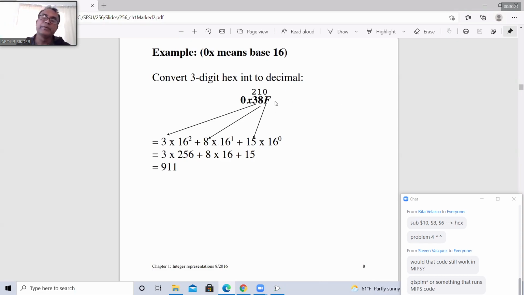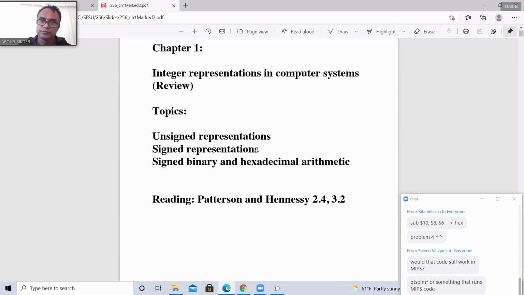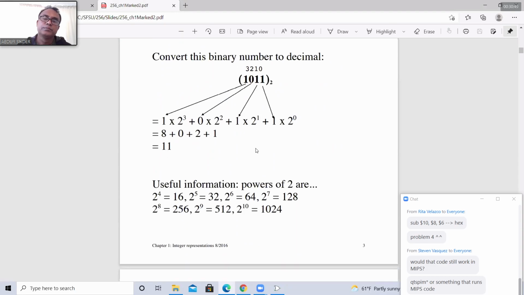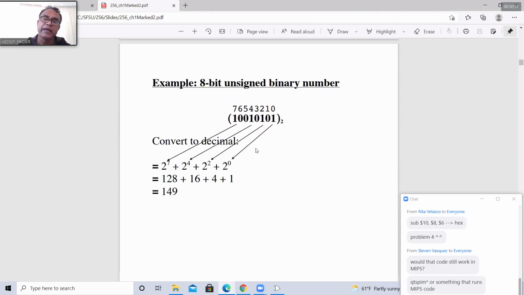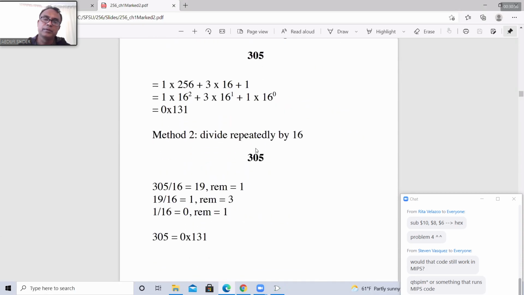But then converting from hexadecimal to decimal, we need to use 16 to the power 0 times the first digit from the right, plus 16 to the power 1 times the second number, and the third number is 16 to the power 2 times the third number. And you work it out, that will be your decimal number for that particular hexadecimal.